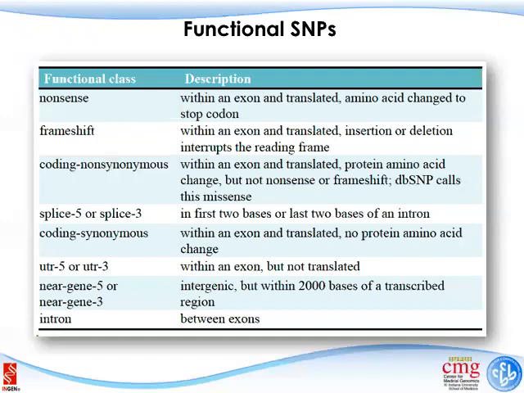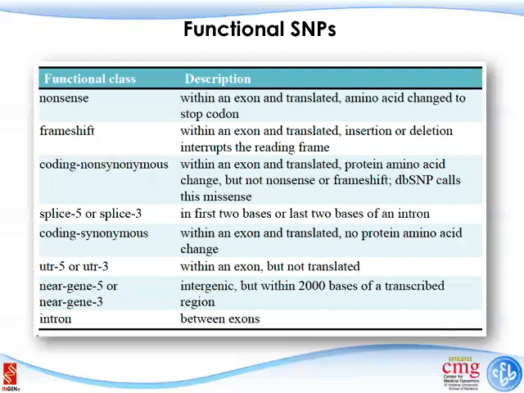There is a splice 5 or splice 3, which is related to the splicing part, in the first 2 bases or the last 2 bases of the intron, and we know those regions are very important for splicing recognition. And the coding synonymous, that is in the coding region, but does not change the amino acid sequence. So in many cases, a lot of people consider they are not very functionally important. We'll also challenge that notion, but we'll talk about it in the later lectures.